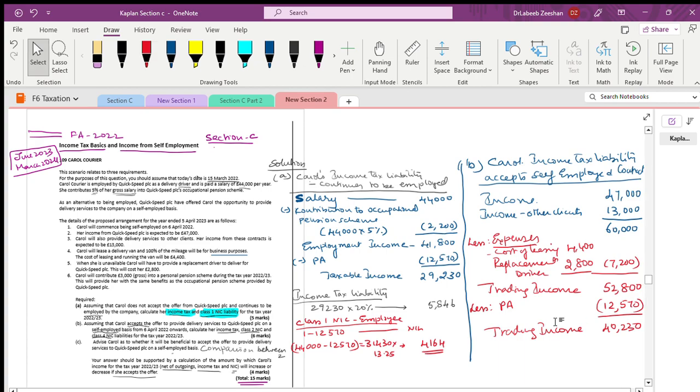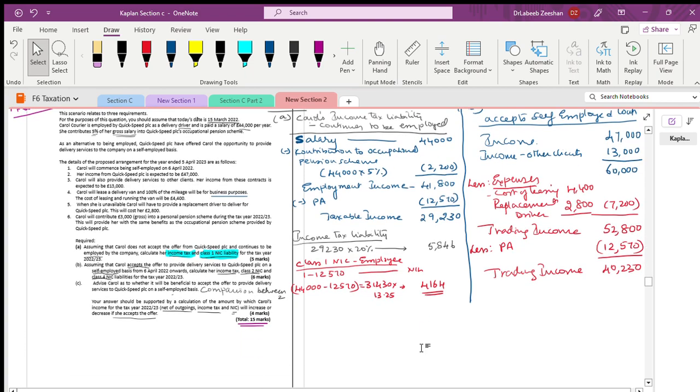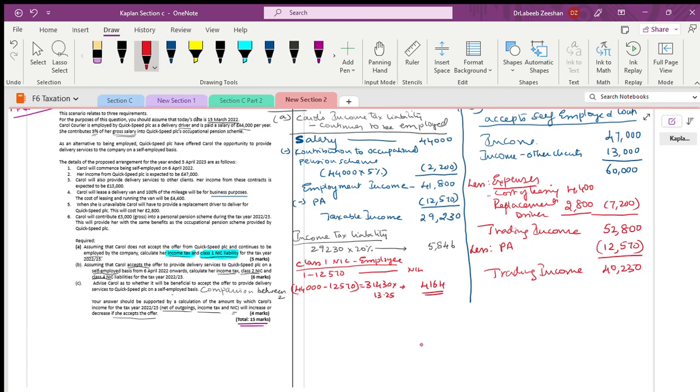Now, see the things. There is one point: what is the basic rate? Point number 5. Carol will contribute 3,000 gross into a personal pension scheme during the tax year. This will provide her with the same benefits of the pension scheme provided by the quick speed. They are providing how much? 3,000. How much is she contributing? 3,000.